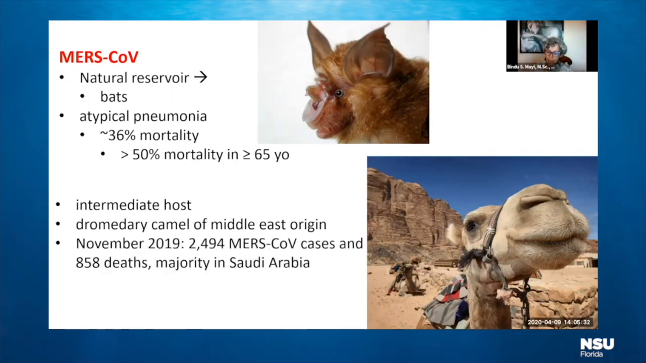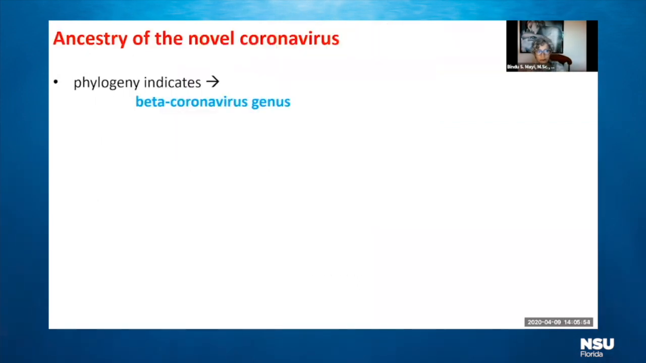So as of November 2019, which is when we have the most up-to-date information, there have been 2,494 infections and 858 deaths, the vast majority of them being in Saudi Arabia. So this virus hasn't really gone away. It's kind of percolating in the background with cases every once in a while.